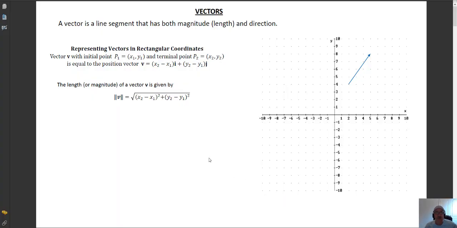In this instructional video, we're going to discuss vectors. The definition of a vector is a line segment that has two things: one, magnitude or length, and two, a direction. All right, so I'm going to look at this vector to the right here, and we're going to discuss some initial parts of the vector.